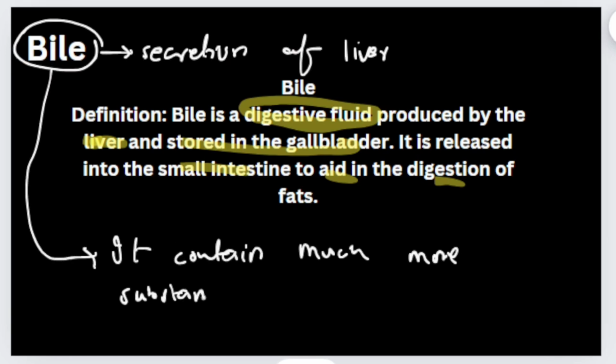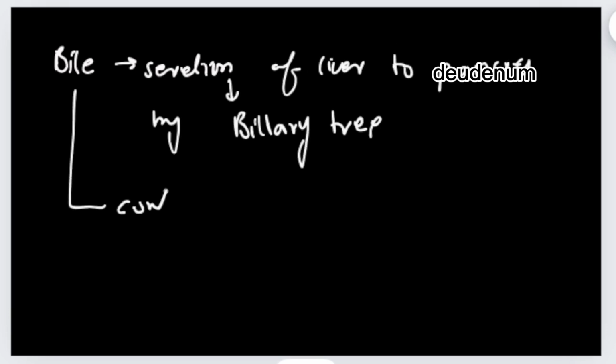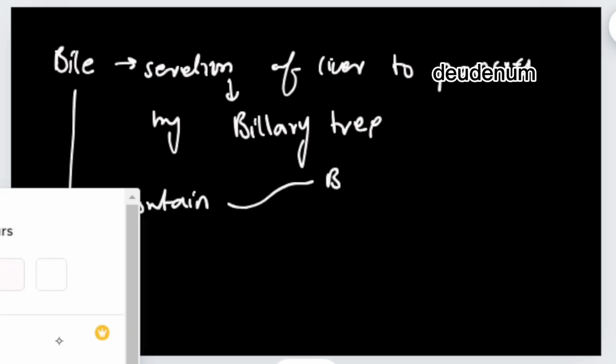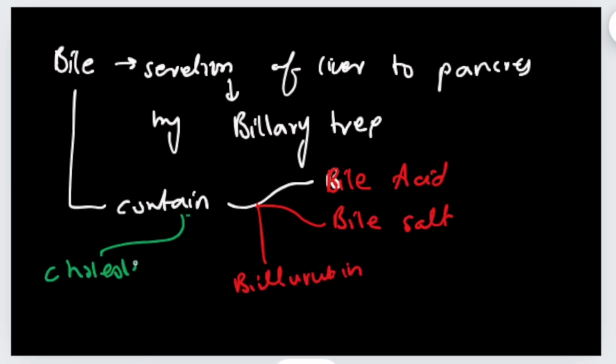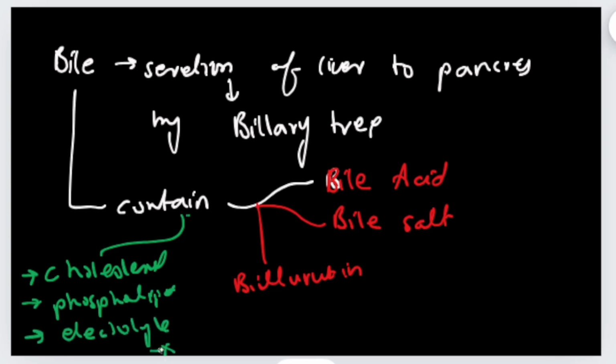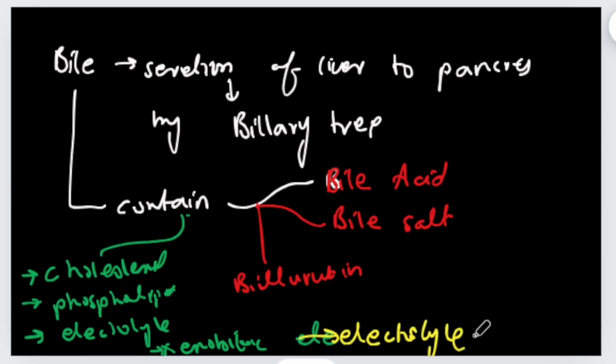It contains many different substances and chemicals, so we will explain them one by one. Bile is secreted by the liver to the duodenum. When the liver secretes bile through the biliary tract to the duodenum, it contains bile acid, bile salt, and bilirubin. These three are the most important. It also contains cholesterol, phospholipid, and electrolytes, and the electrolytes include HCO3, potassium, etc.